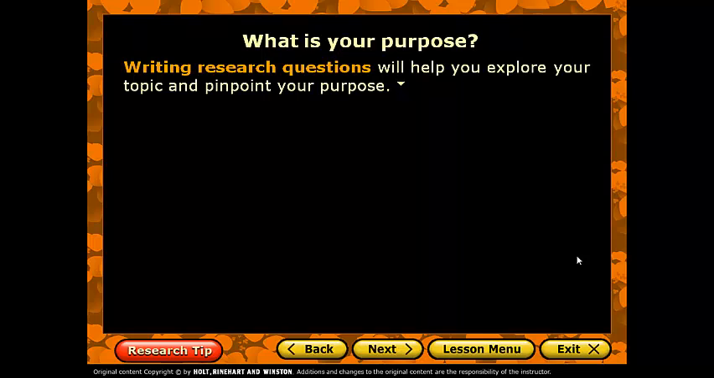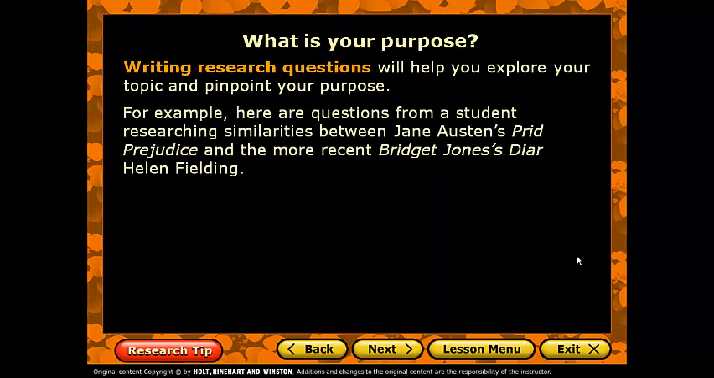So to refine or pinpoint your purpose, you have to write research questions. And we've talked about this for a couple weeks now. We've also talked about this in your grammar lessons. Let's look at this example, and we won't read all of the examples from this student's choice of writing a paper which compares Jane Austen's Pride and Prejudice with Helen Fielding's Bridget Jones's Diary, which is a lot more current with our times.